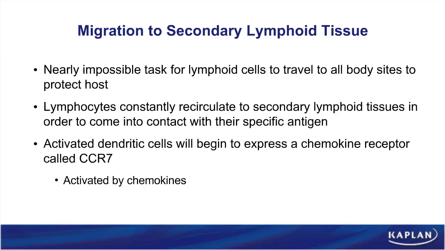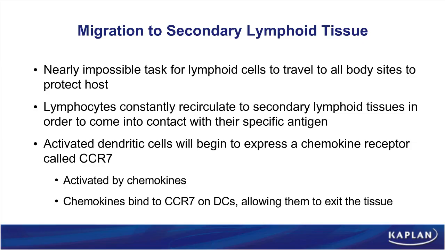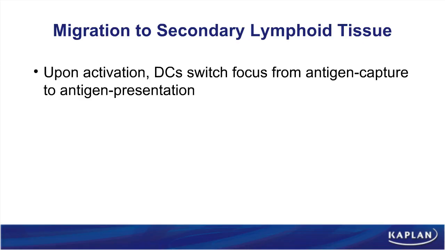Dendritic cells, as we just talked about, are going to start their migration from the acute site of inflammation to that secondary lymphoid tissue by expressing a chemokine receptor called CCR7. CCR7 is activated by chemokines, and those chemokines will bind to CCR7, allowing them to exit the tissue and begin that migration to the secondary lymphoid tissue. Once the dendritic cells become activated through CCR7, they switch their focus from capturing antigen to presenting antigen.